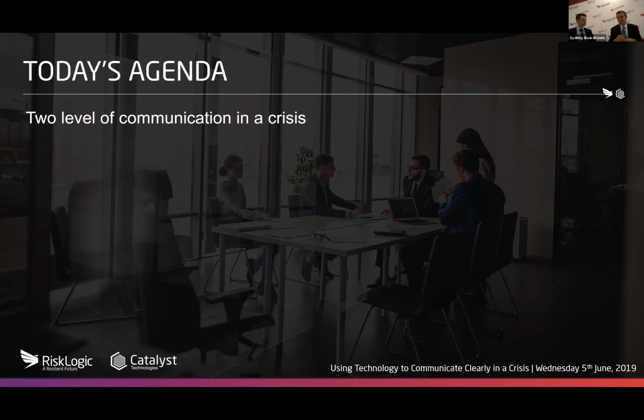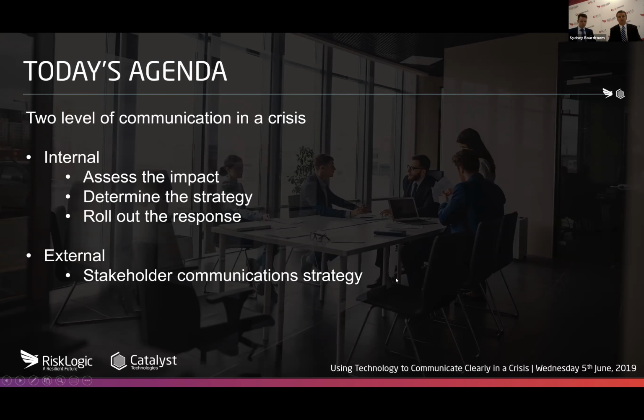And in terms of communicating, we're going to talk about internal and external communications, but when we talk about internal communications, I'm not talking about sending out staff messaging. I'm talking about that communication that has to happen within an organisation to assess the impact of a crisis, determine the strategy and roll out the response. So it's the communications within the teams, the crisis management team, the executive, the board, and all those people that need to be involved in that decision-making process as to how to respond to the crisis, as well as the second step, which is obviously external comms, that stakeholder communication strategy that also involves internal communications to staff. So that's what we're going to look at.